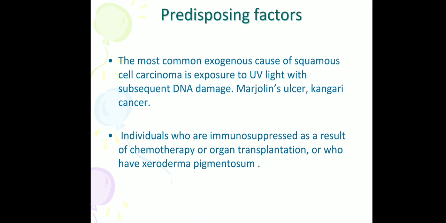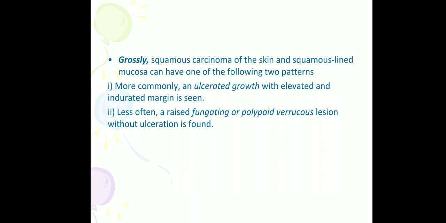They use the Kangri to produce heat because of the cold temperature there. It's a vessel with coal in it, and they place it on the stomach and cover it with a rug so that they get enough heat in that cold area. Individuals who are immunosuppressed as a result of chemotherapy or organ transplant, or who have xeroderma pigmentosa, are also prone to squamous cell carcinoma.